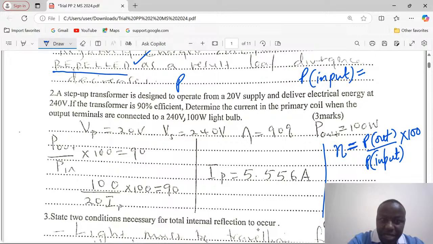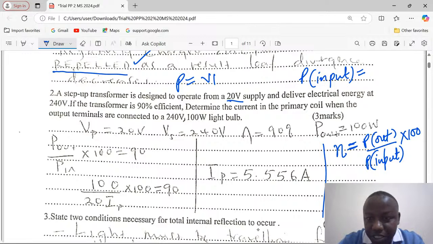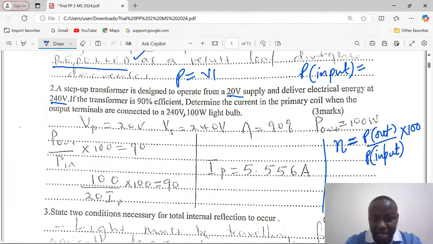You know, electrical power is generally given by VI. So we are talking of the primary operating from 20 volts, then delivering electrical power at 240. Determine the current in the primary. So we have 20 by unknown current.